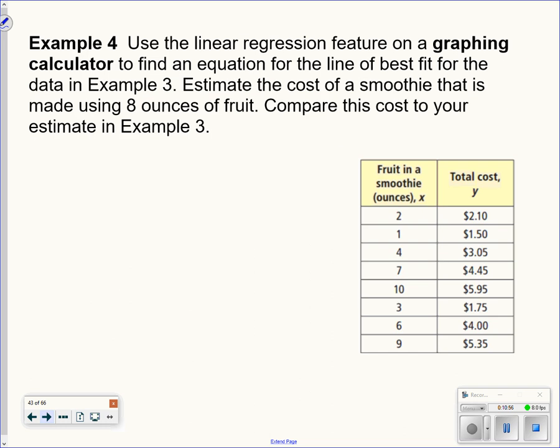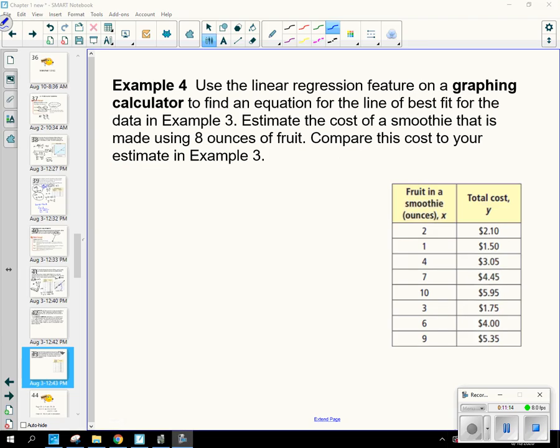So now, I'm going to pull up a graphing calculator. If you have a graphing calculator, you need to pull it out now. Hit pause if you need to. All right, so I'm going to pull up a graphing calculator, and I'm going to put this set of data into a graphing calculator. So let me get my graphing calculator up here.